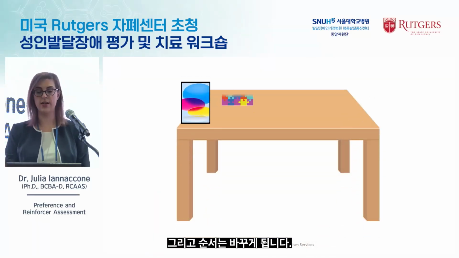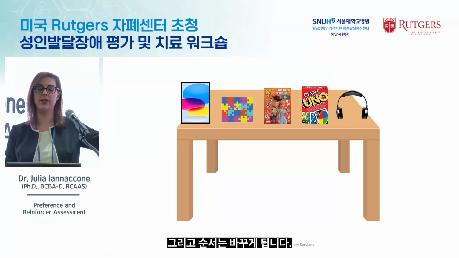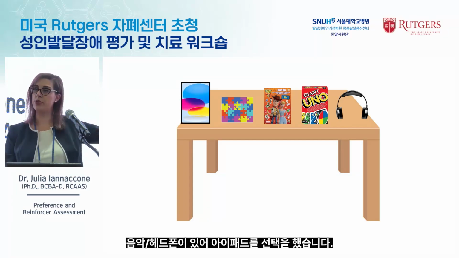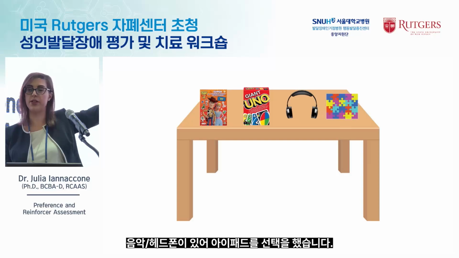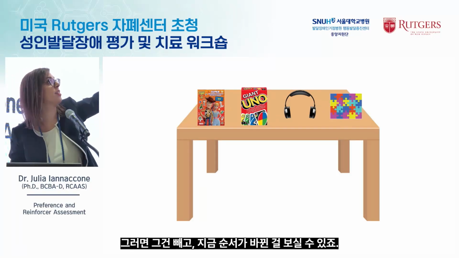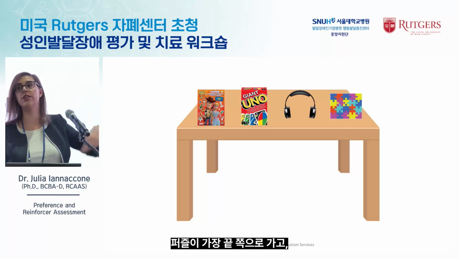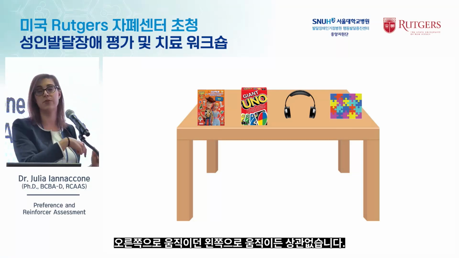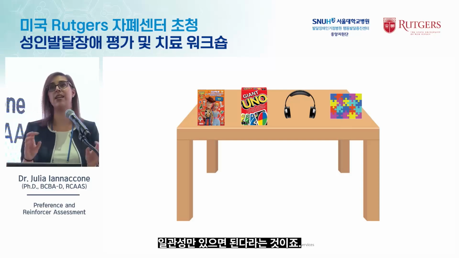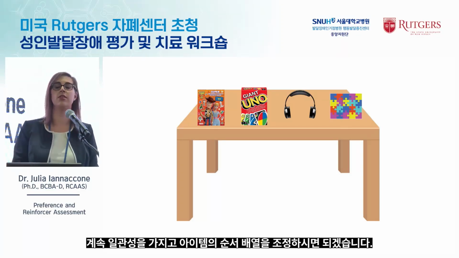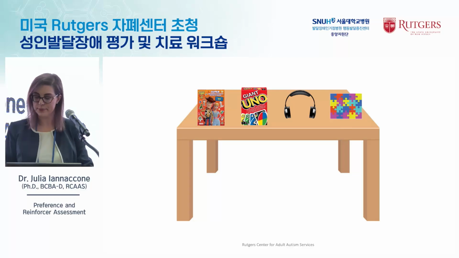Yep, so let's say the lineup was iPad, puzzle, sticker book, Uno, and headphones. And let's say that Bruce selected his iPad, so that's out of the array. The puzzle's gonna move all the way over, and then the other items are gonna shift down, and you're gonna do that after every selection. You can go right to left or left to right, but just make sure you're consistent every single time. So if you pick that you wanna go right to left, always go right to left. Same thing if you did the other.